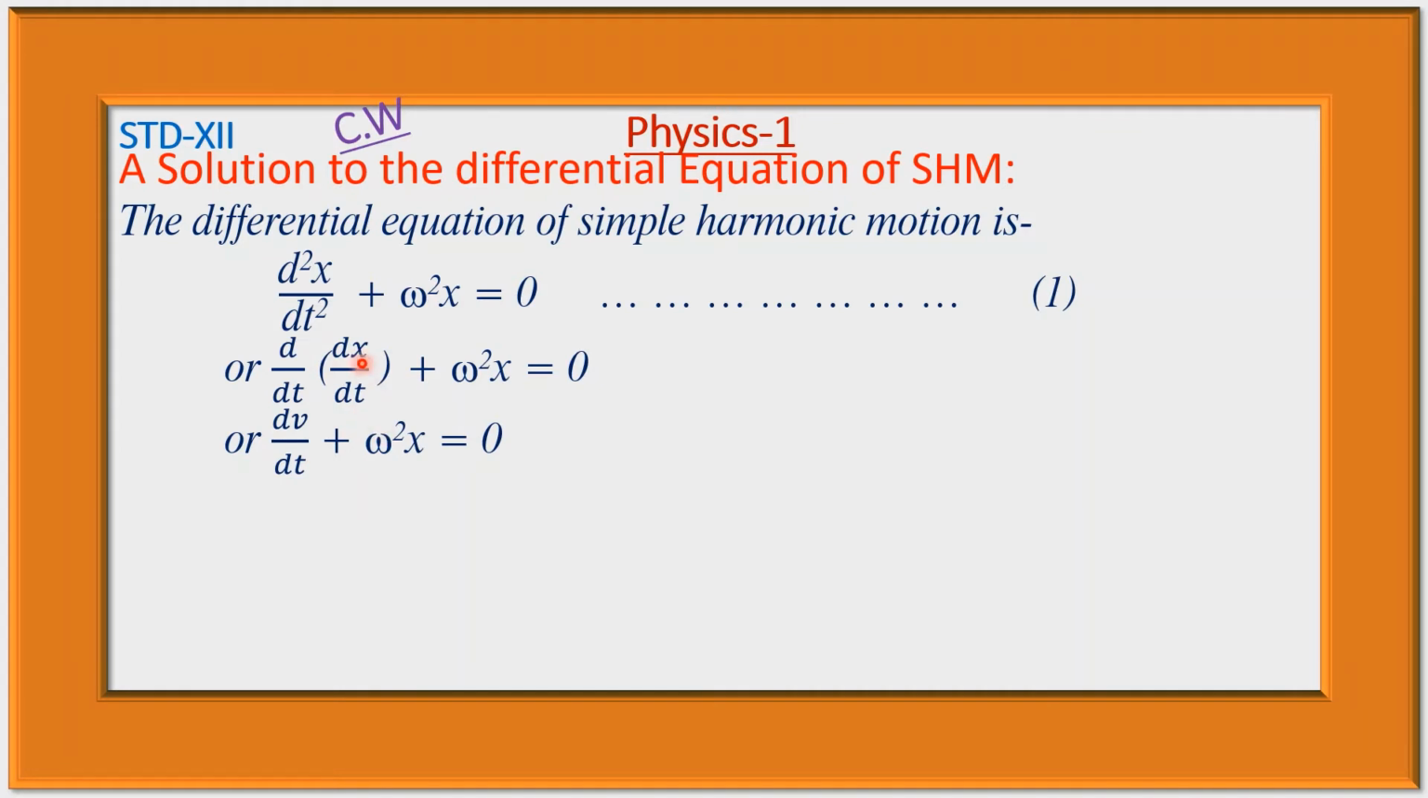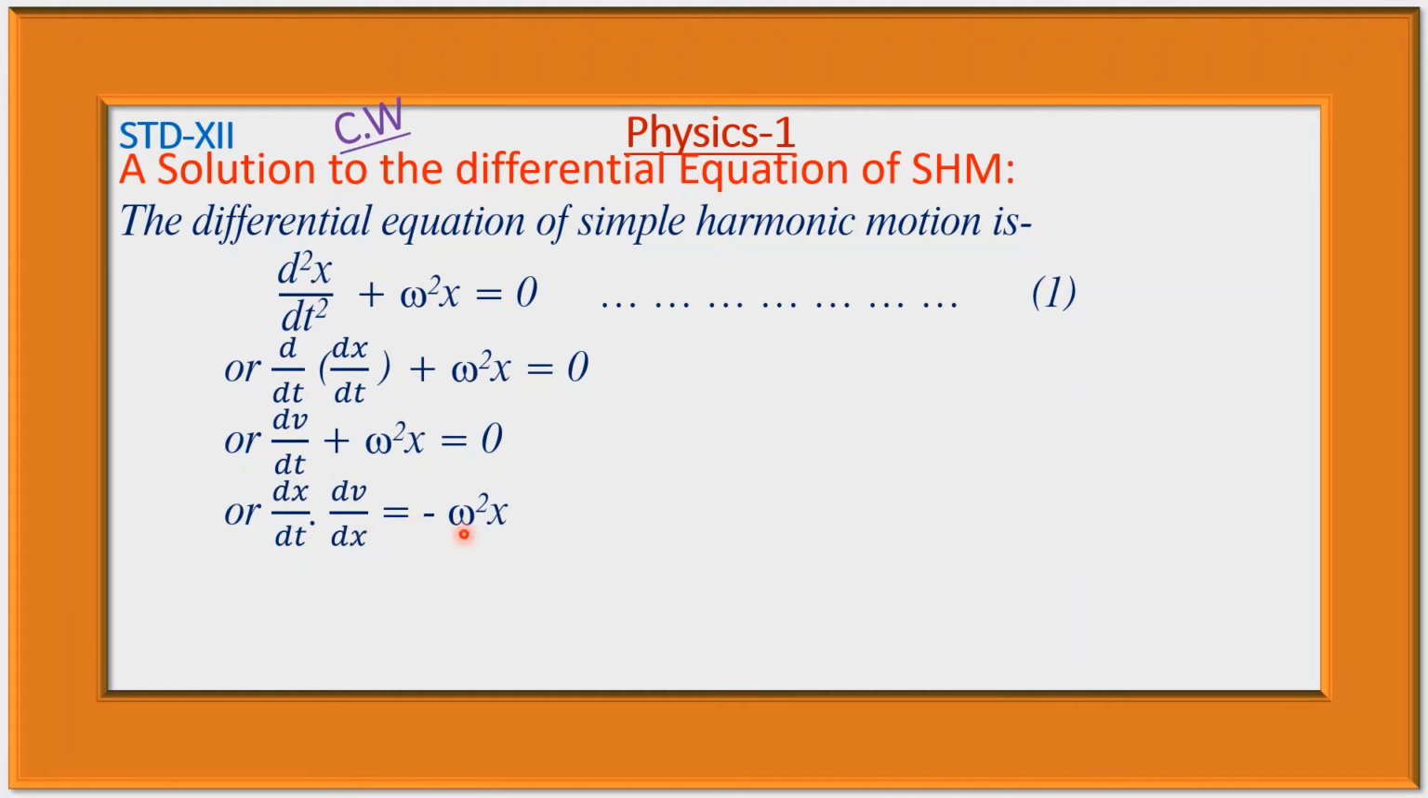Here dx/dt, that is differentiation of displacement with respect to time, is velocity v. Therefore dv/dt plus omega square x is equal to 0. We can write dv/dt as dx/dt times dv/dx.